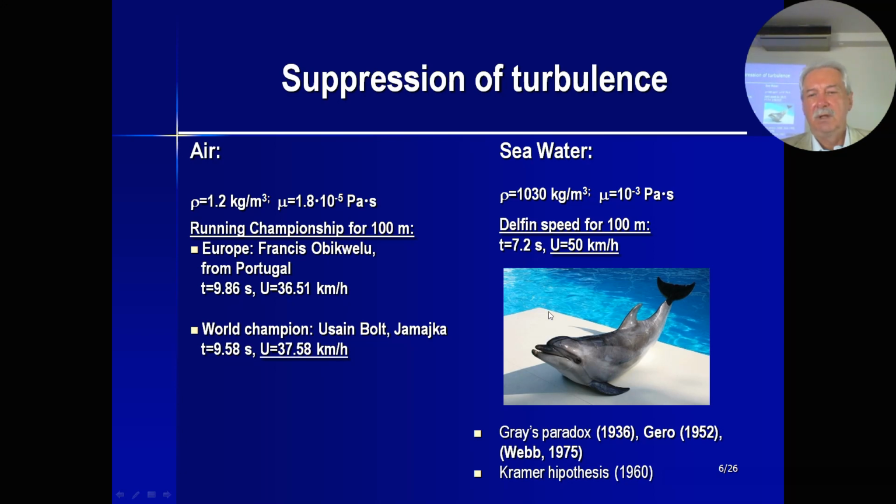How is it possible? There are some theories why, but roughly speaking, the dolphin knows how to swim to decrease swirls, to decrease turbulence around him. So this is just his nature.